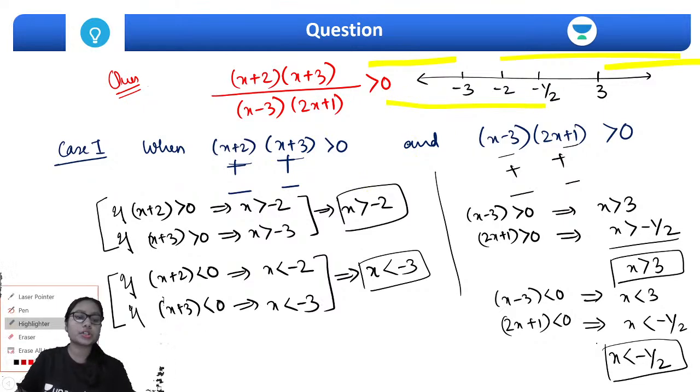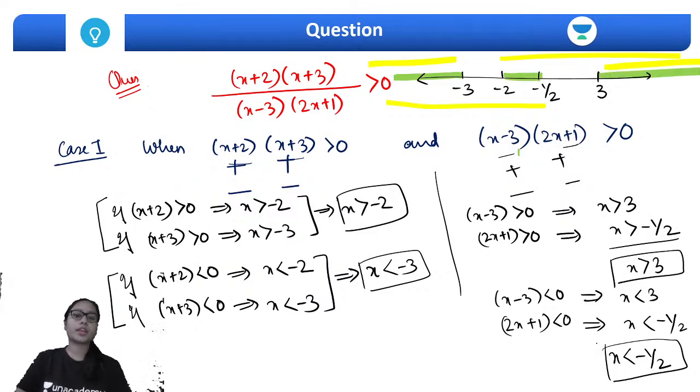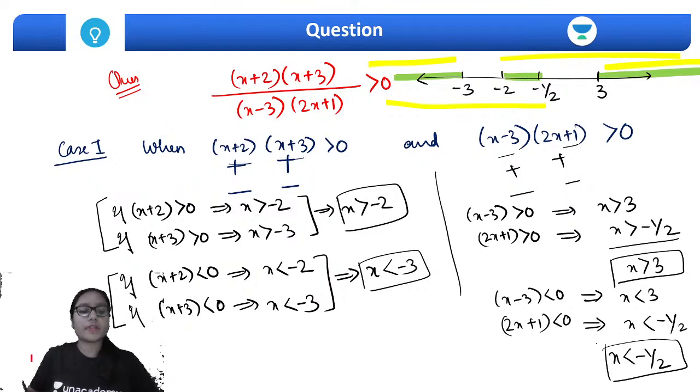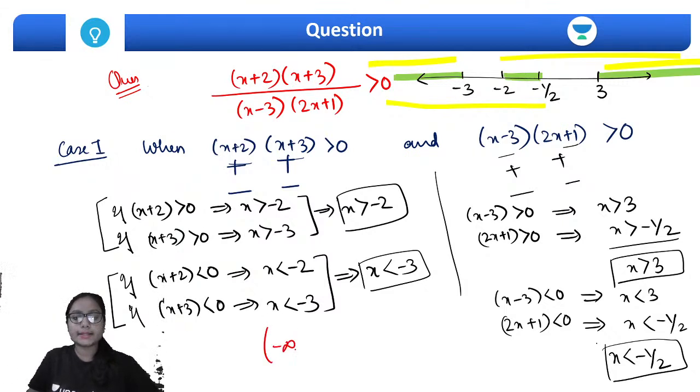Now what are the common portions? Please look at this carefully. I am going to highlight the common portions. This portion, and this portion. So therefore the correct inequality, the values of x will be, let me just write it here: minus infinity to minus 3 union minus 2 to minus 1 by 2 union 3 to infinity.